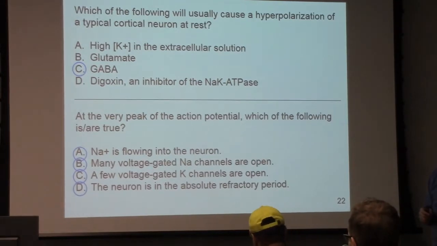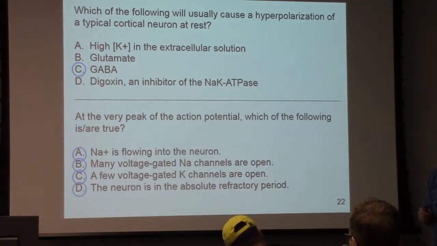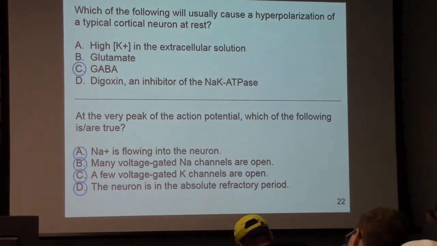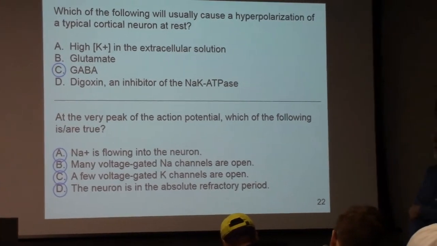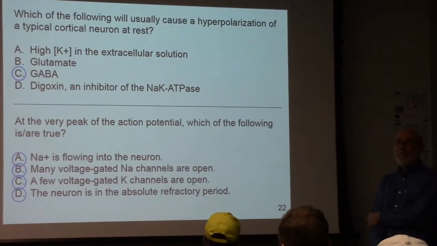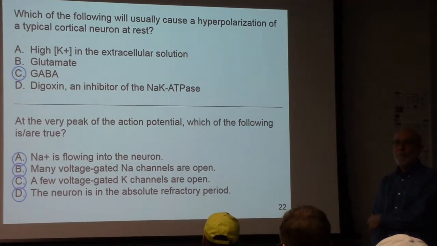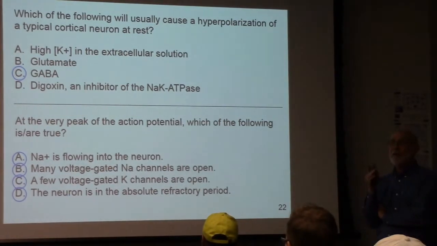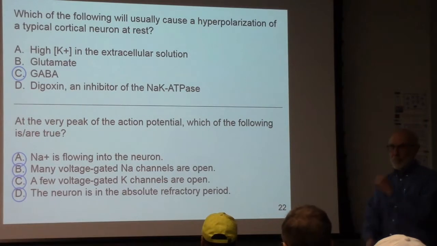When you show the potential as a graph, when does the absolute refractory period end? It's at the beginning of the after hyperpolarization. When it goes below the resting membrane potential, now the cell is becoming relatively refractory. And the end of the relative refractory period is when it gets back to the normal resting membrane potential. Now the cell is normal, it's not refractory at all. Okay, is that clear? I could draw a picture.